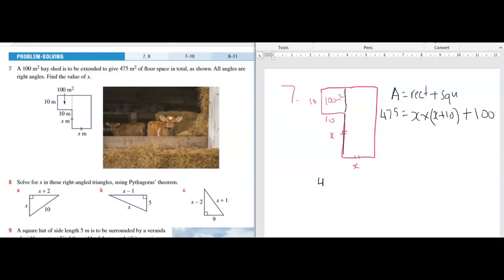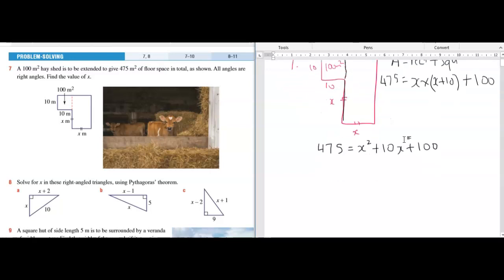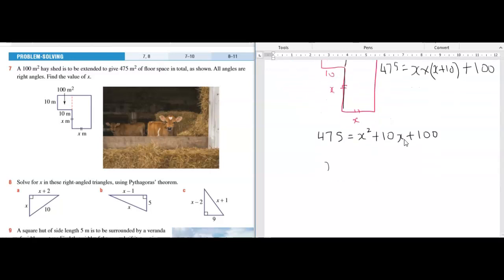I'm going to write it down here because I feel like I'm just a bit squishy there, and sometimes my handwriting isn't the best. So x times x is x squared. x times 10 is 10x. And then we've got plus 100. Now let's bring everything over to one side. So obviously I'm going to subtract that 475 from both sides. So let's write it down. So it's going to be minus 375. Now you could probably do that on your calculator if you're a bit unsure.